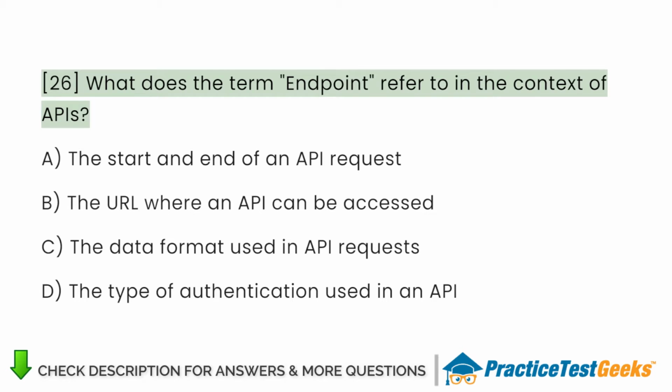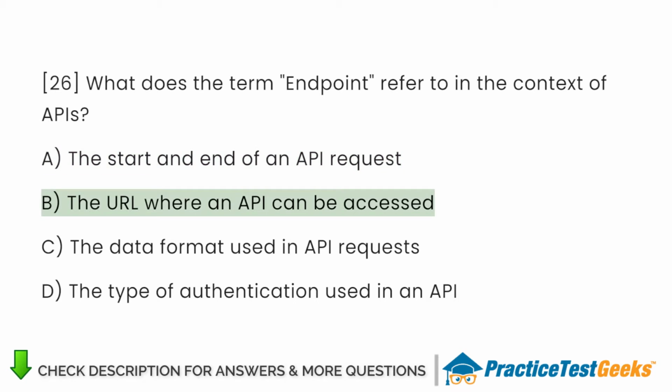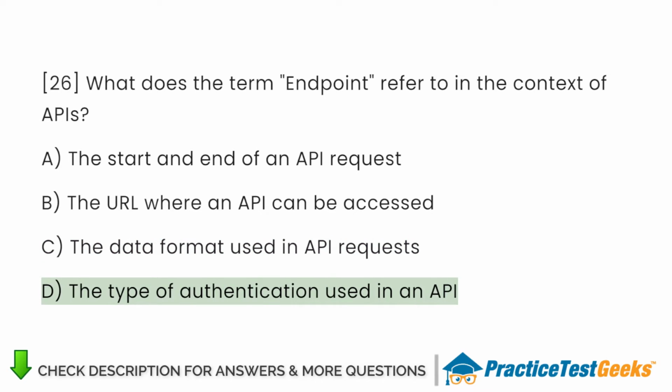What does the term endpoint refer to in the context of APIs? A. The start and end of an API request. B. The URL where an API can be accessed. C. The data format used in API requests. D. The type of authentication used in an API.